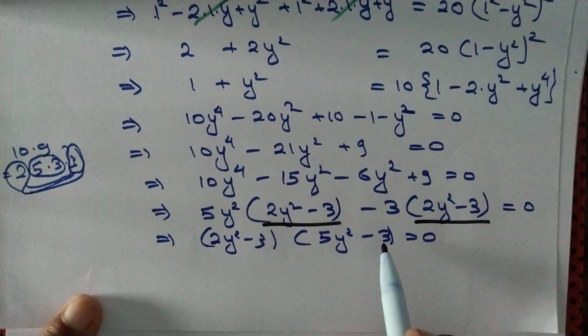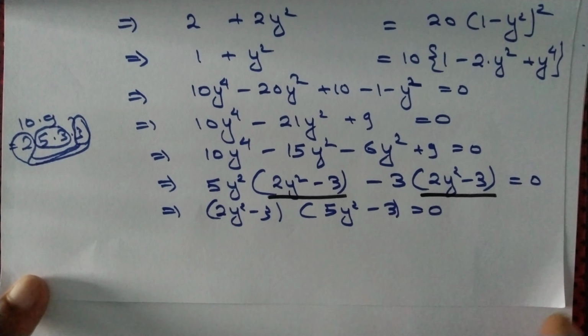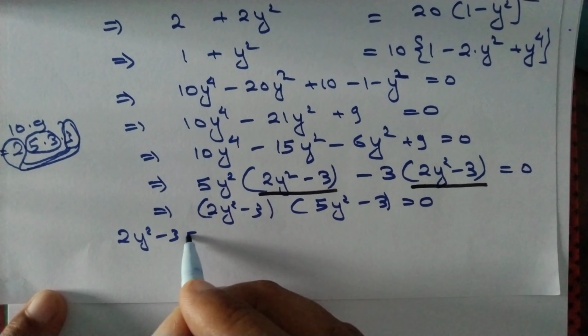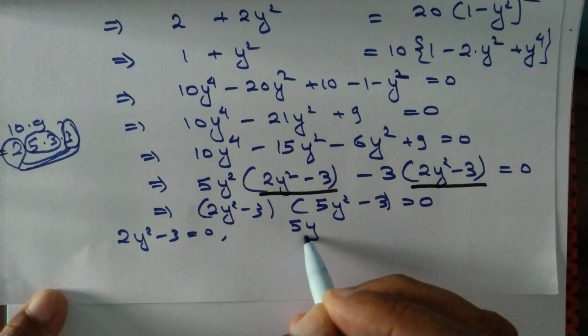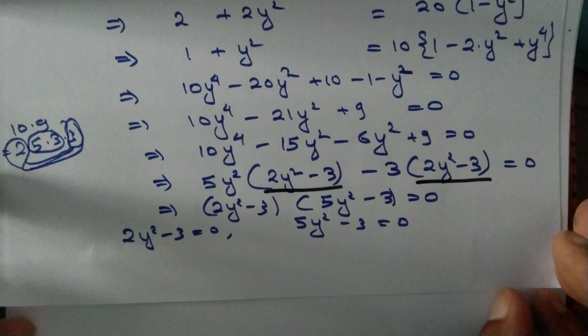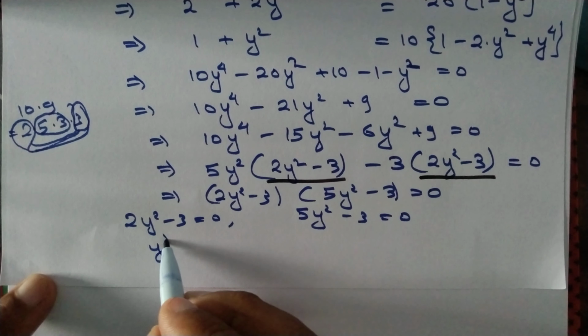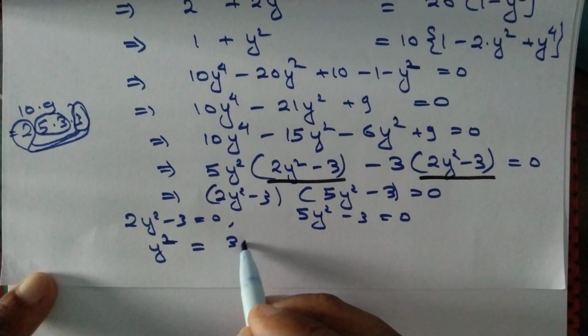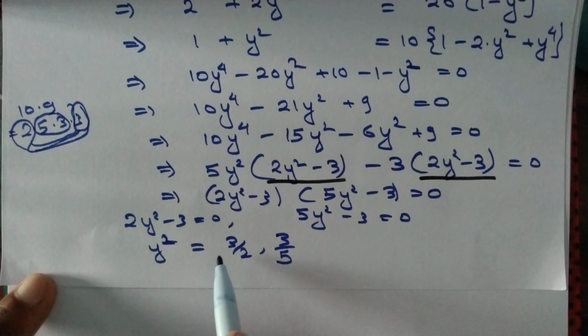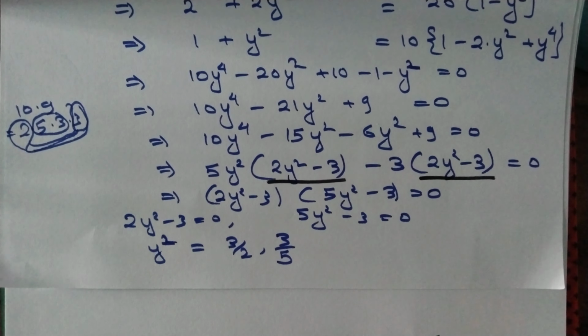Product of two numbers equal to 0 means one of them has to be equal to 0. So either 2y square minus 3 equal to 0 or 5y square minus 3 equal to 0. Maybe both are 0, but at least one of them has to be 0. From there it follows that y square equal to 3 by 2 or 3 by 5.